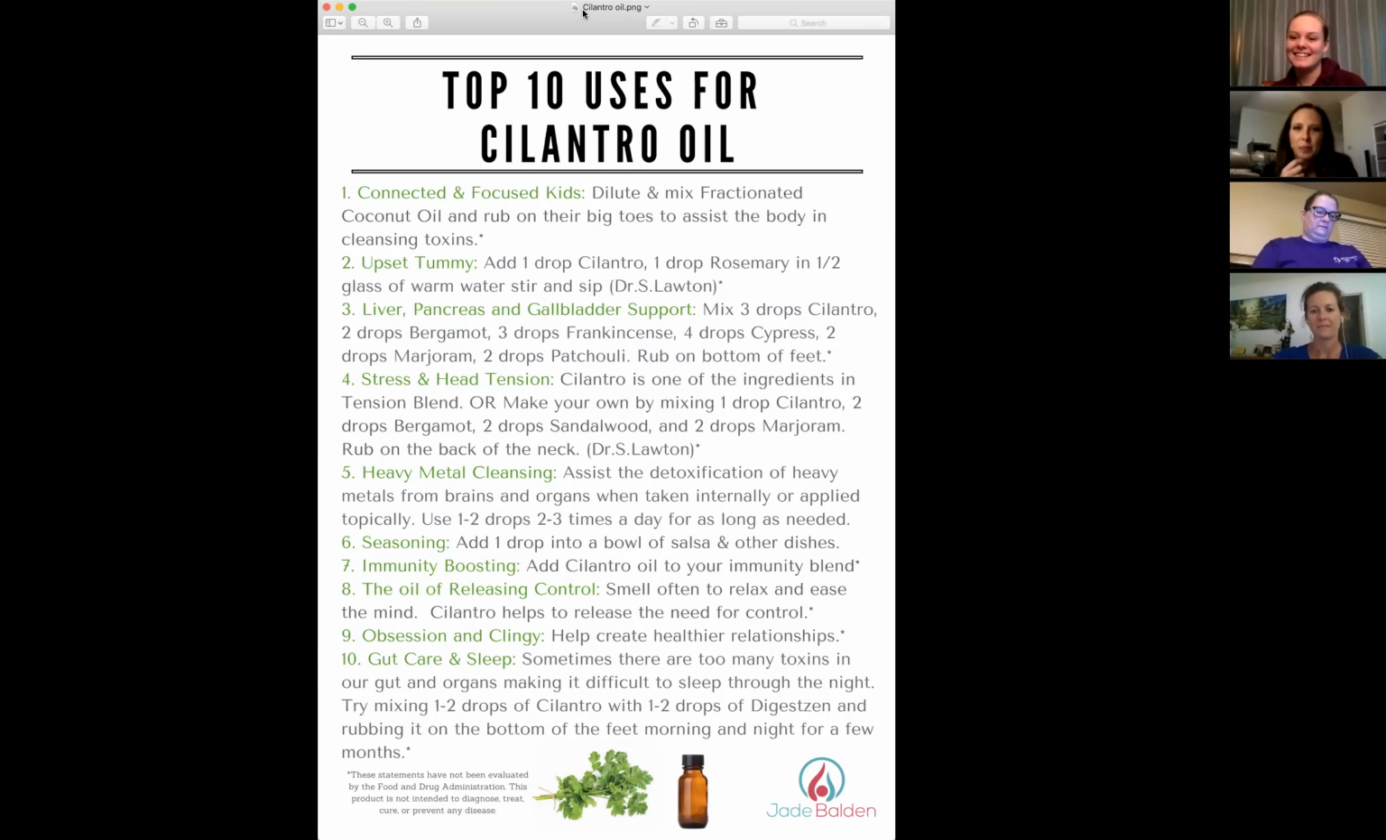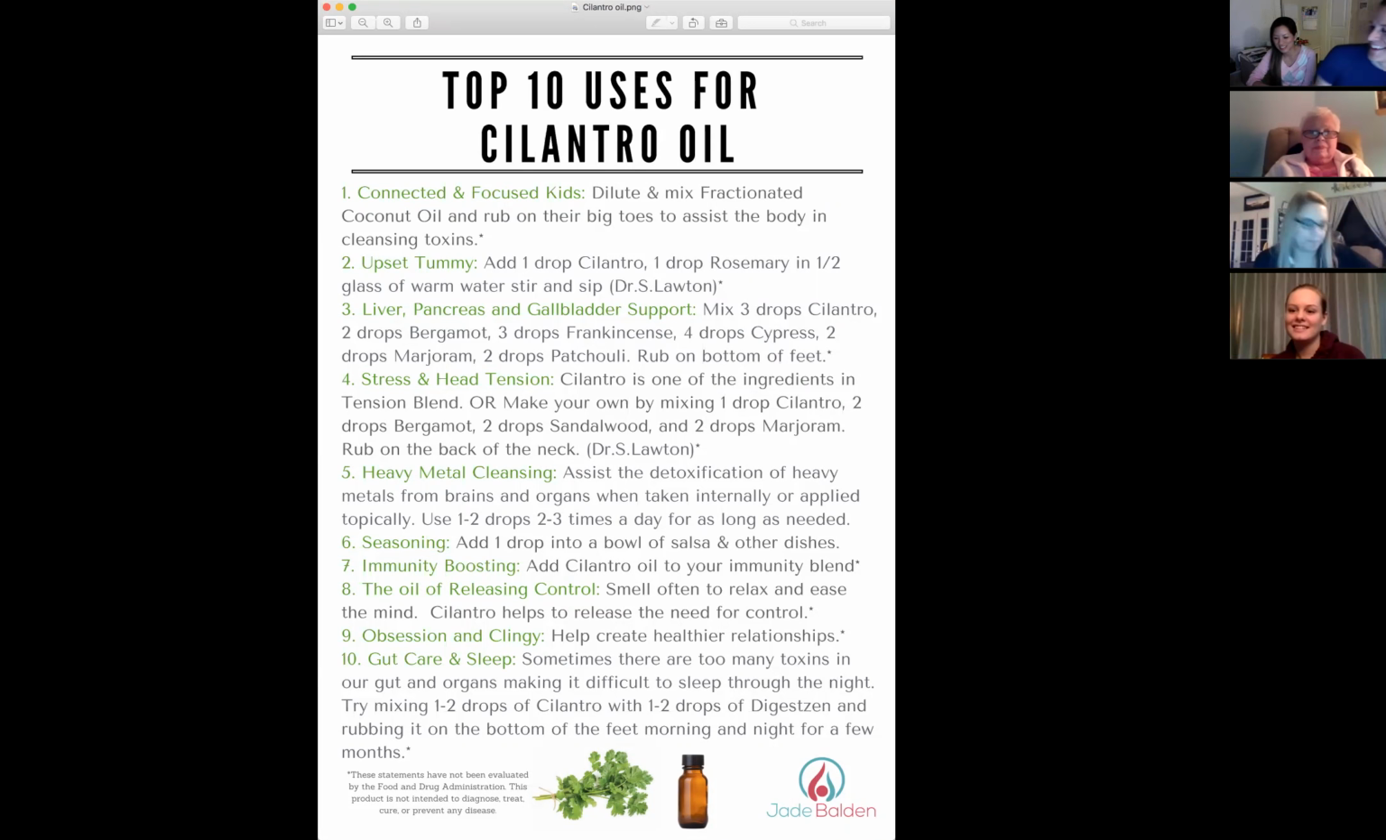Cilantro is very good for salsa. And yes, we do put it in salsa all the time. Yes. All right, guys, do you have your cilantro oil with you?